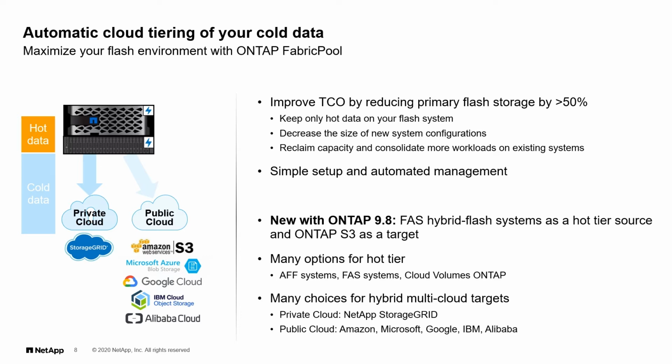Namely, the ability to use hybrid flash-based FAS systems as a source for hot tier. Previously, they were all-flash FAS only. And also, the piece we covered in the previous slide, the ability to have ONTAP S3 as a target device. This enables Fabric Pools to suddenly become a lot more relevant to a much wider audience, as well as having the ability to have a smaller scale target that can use the new ONTAP S3 protocol.